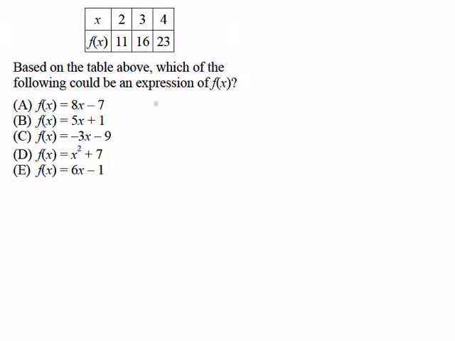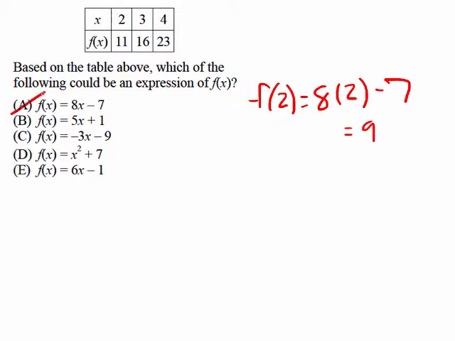What happens if I take f of x equals 8x minus 7 and I evaluate that for x equals 2? So I'll say f of 2 equals 8 times 2 minus 7. And that's going to be 16 minus 7, which is 9. Over here it says when x is 2, I'm supposed to get f of x equals 11. So already I'm able to cross off choice A. So let's try choice B.